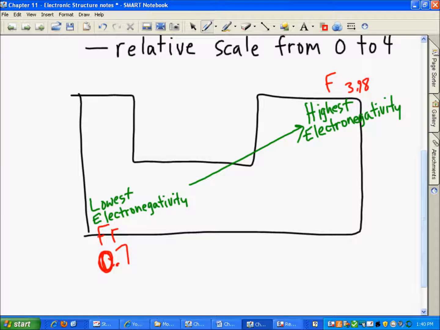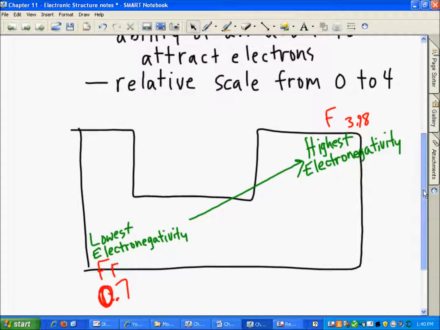Why do you think fluorine's got the highest electronegativity, not helium? What do you know about helium? What family is helium in? It's in the noble gases. What do you know about noble gases? The electrons are full. Their orbitals are full. And because their orbitals are full, what kind of properties do they have?